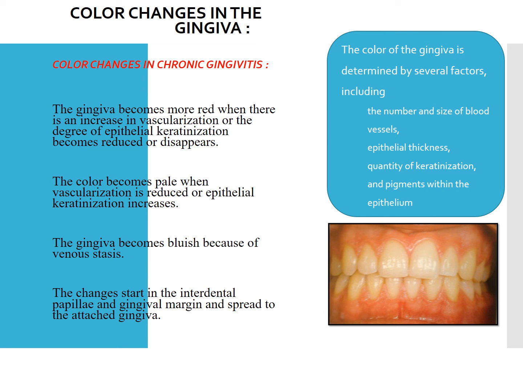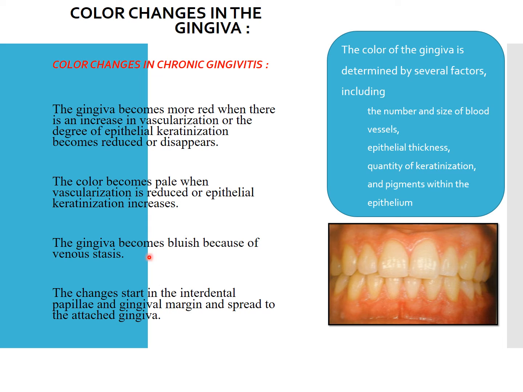Coming to the color changes in the gingiva, the color of the gingiva is determined by several factors, including the number and size of the blood vessels, epithelial thickness, quantity of keratinization, and number of pigmented cells in the epithelium. When there is inflammation, the gingiva becomes more red, as there is an increase in vascularization and the degree of keratinization is reduced. The color becomes pale when vascularization is reduced or epithelial keratinization increases. This you can mostly see in patients with anemia, and also in females with menstruation. The gingiva becomes bluish because of venous stasis.